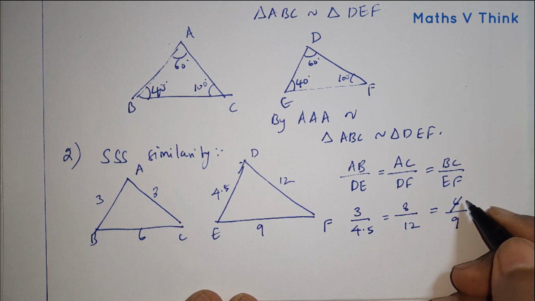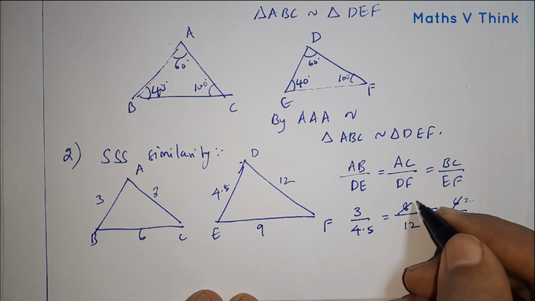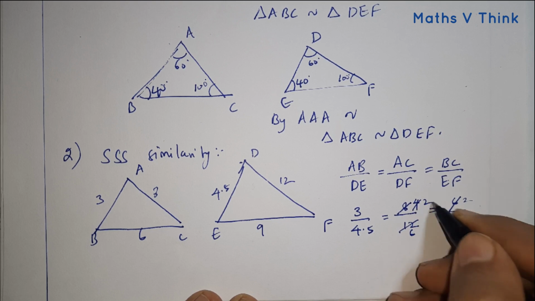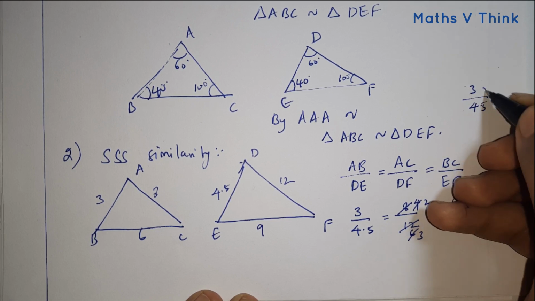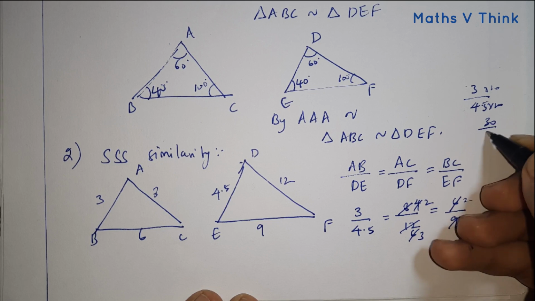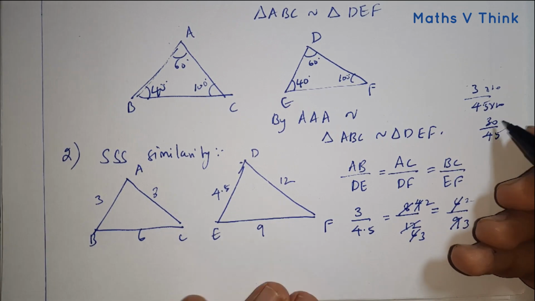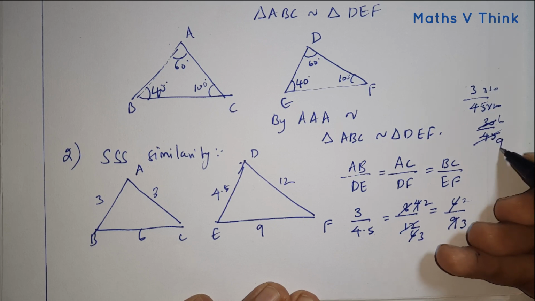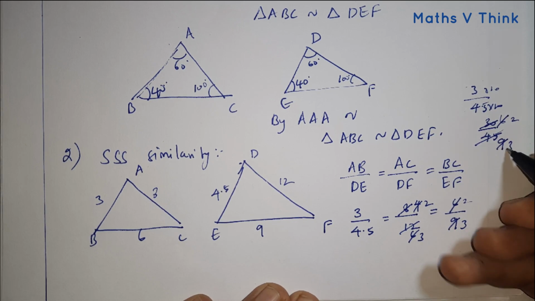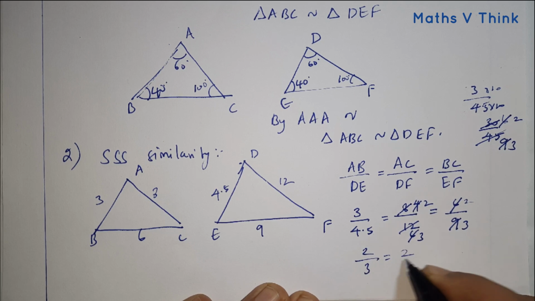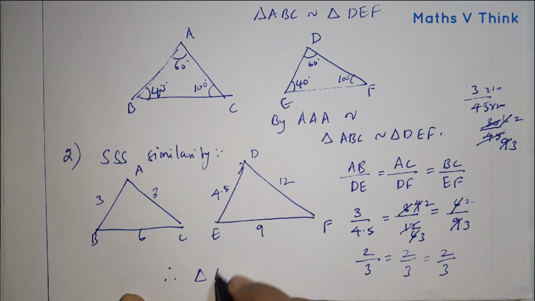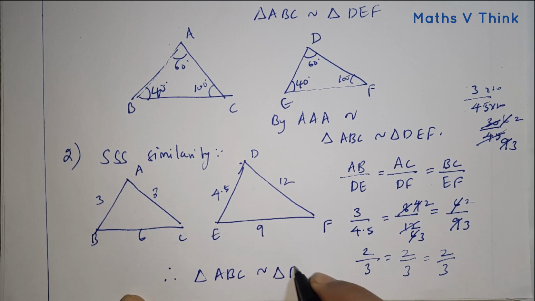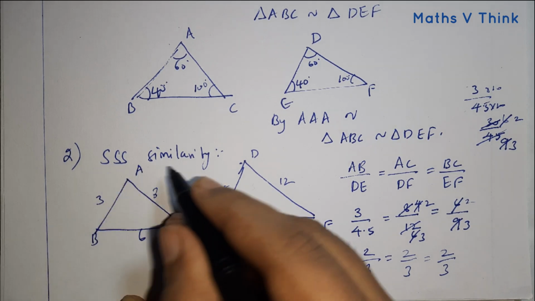So when I cancel, 3 2s are 6, 3 3s are 9, 2 4s are 8, 2 6s are 12, 2 2s are 4, 2 3s are 6. 3 by 4.5 into 10 I get 30 by 45 because the decimal points get removed. 5 6s are 30, 5 9s are 45. Same way 3 2s are 6, 3 3s are 9. So I am getting 2 by 3 is equal to 2 by 3 is equal to 2 by 3. I can tell that the corresponding sides are in the same proportion. Therefore, triangle ABC is similar to triangle DEF by SSS similarity.